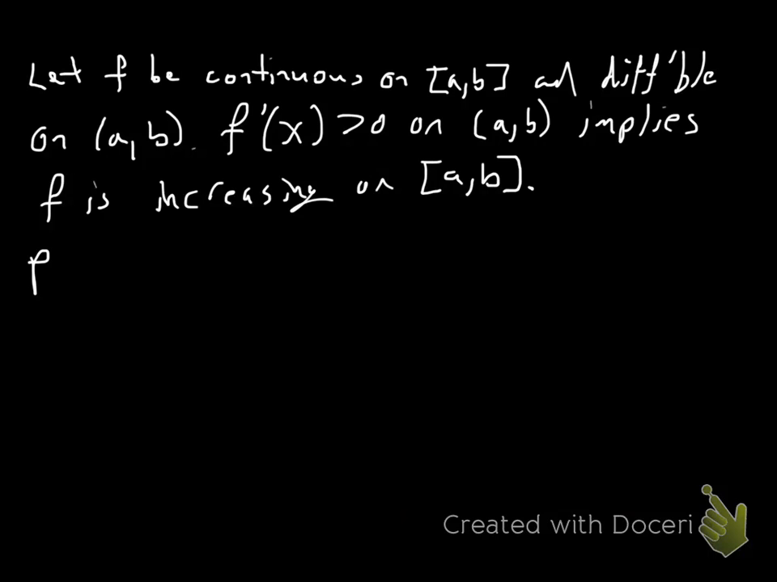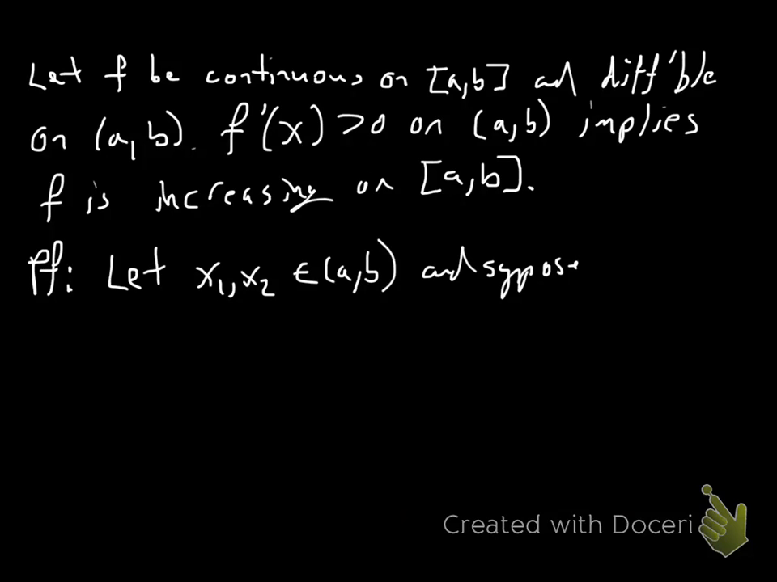In order to prove something's increasing on an interval, we have to pick two random points, x1 and x2, with x1 smaller than x2, and we'll have to use the mean value theorem to somehow show that f of x1 is less than f of x2. So that's what we're going to try to do here. Let x1 and x2 be in the open interval (a, b), and suppose that x1 is less than x2. Since x1 and x2 are in (a, b), the closed interval [x1, x2] fits in there, so we can use the mean value theorem.